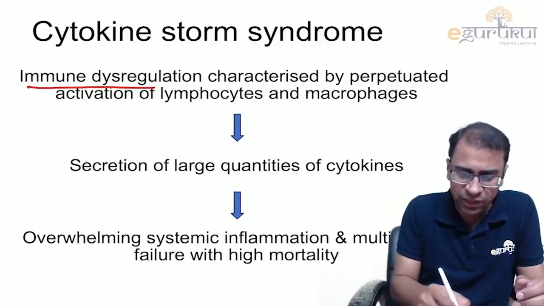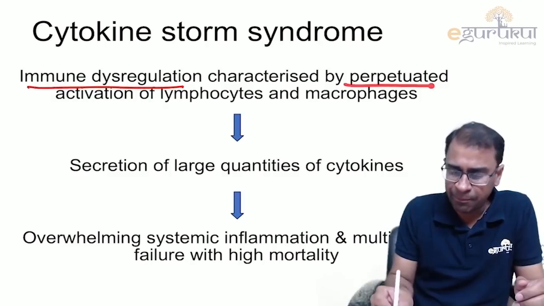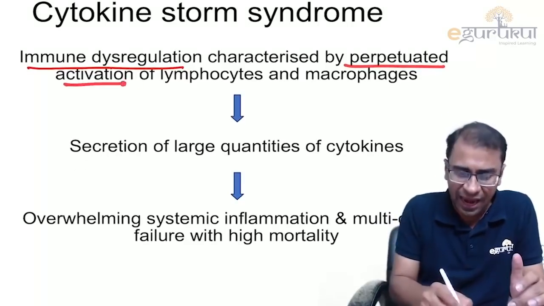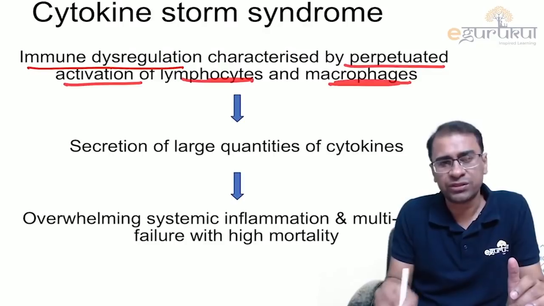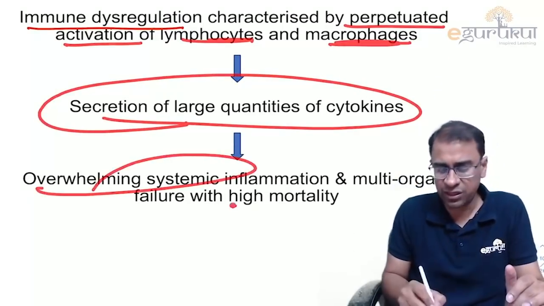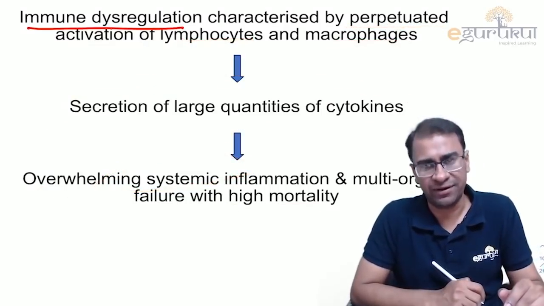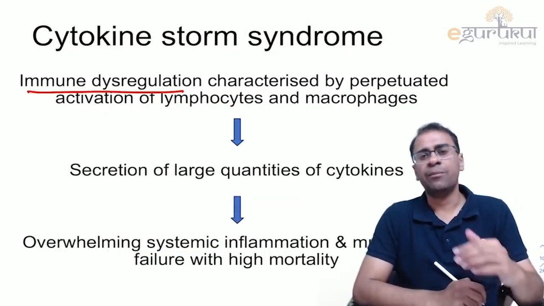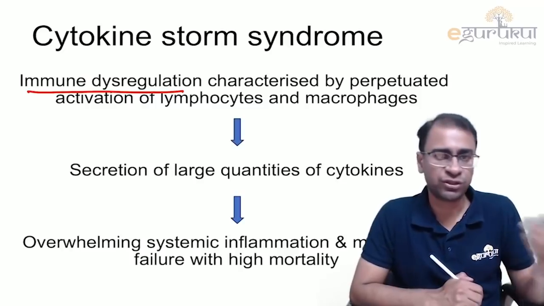It basically is an immune dysregulation characterized by perpetuated, that means very high, activation of lymphocytes and macrophages, huge amounts of cytokines, overwhelming systemic inflammation, and that is causing high mortality. That is actually the main reason why patients with cytokine storm have high mortality.